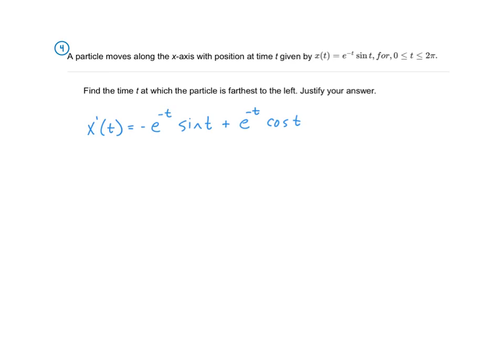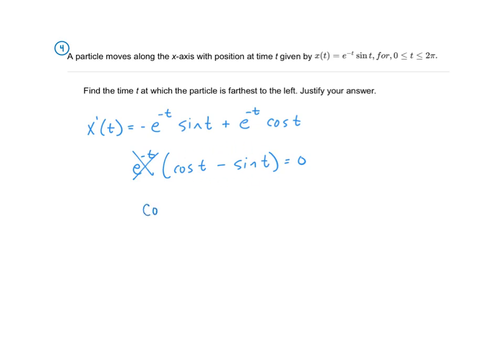Okay, so we want to know what critical values this has, when this is 0 or when this is undefined. Now we can pull out an e to the negative t. And if we do that, we end up with, I'm going to switch these around, cosine minus sine. And this is never undefined, so we really just want to know when this equals 0. Exponentials never equal 0, never undefined, so this part doesn't even matter. We really just want to find out when this is 0.